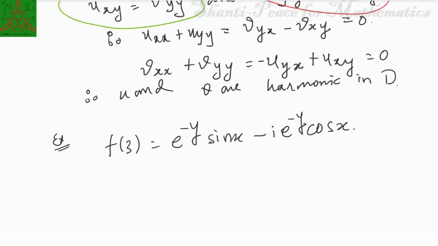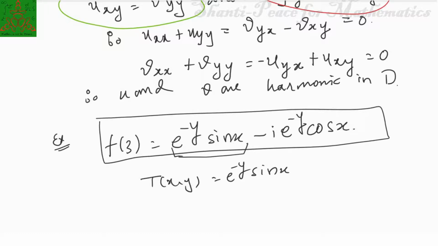This function is an entire function, and the real component of that function, that is the temperature function, is e to the power minus y sin x, which we have discussed in this lecture is a harmonic function. So without calculating it, if this function is analytic in whatever domain it has, we can say that its real component is harmonic and its imaginary component is harmonic.